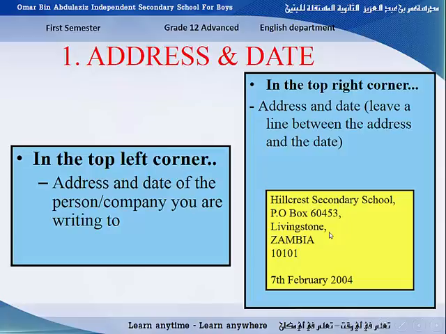Okay, so here writing the address, it means you got to start from the smallest unit to the bigger one. For example, if you are living at 25 Airport Street, Doha, Qatar, you start with 25 Airport Street, then comma, then Doha, then Qatar. Like here, Hillcrest Secondary School, P.O. Box 60453, Livingstone, Zambia, and then 1010-1. And then after you put your address, you write the date.